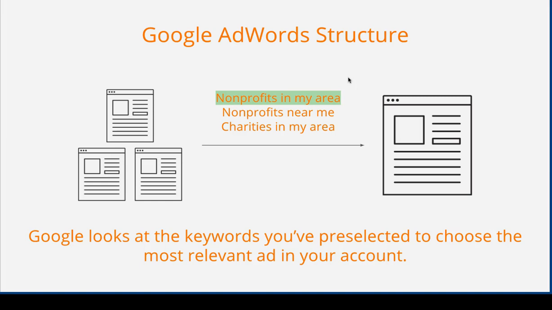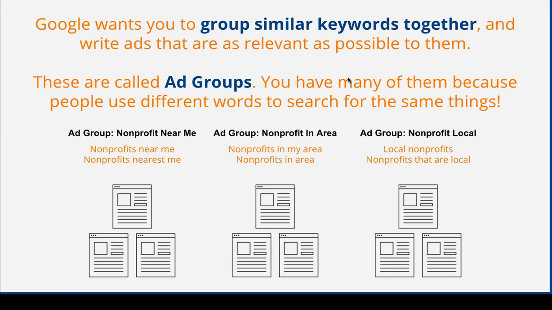But given the choice, I'm sure all of us would want to show specific ad copy to each one of these users because arguably they're all a little bit different and have their own persona. And that's actually exactly what Google wants us to do. So let me dive into the next part of the structure, and it's actually called the ad group.